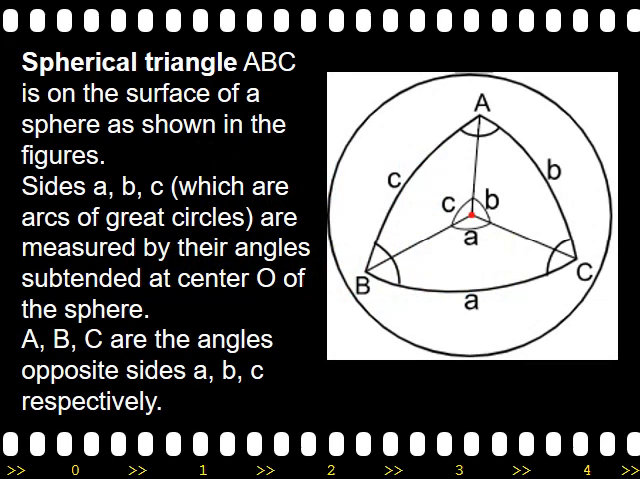Okay, so sa lecture natin, we'll be discussing about the spherical triangle and yung mga basic properties niya. So, yung spherical triangle ABC is on the surface of the sphere as shown in the figures. So, we have sides a, b, and c, which are arcs of great circles, are measured by their angles subtended at center O of the sphere. So, if we will assume that this is your sphere, ang center O is this one, center ng sphere, and A, B, C are the angles opposite sides a, b, c respectively.